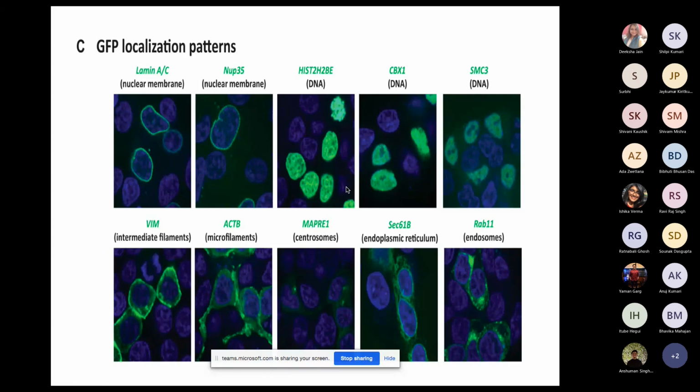So in this case, it's a GFP tag. Are there other tags available? Yes, of course. There are RFP tags, there are YFP tags, yellow, red, and so on. Okay. So one very good advantage for using these fusion tags is definitely the localization.